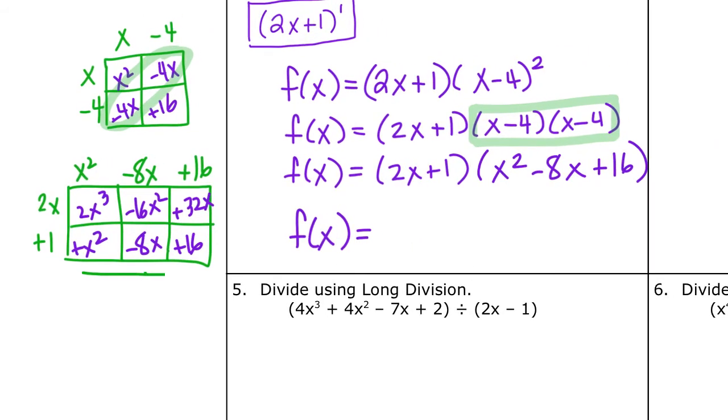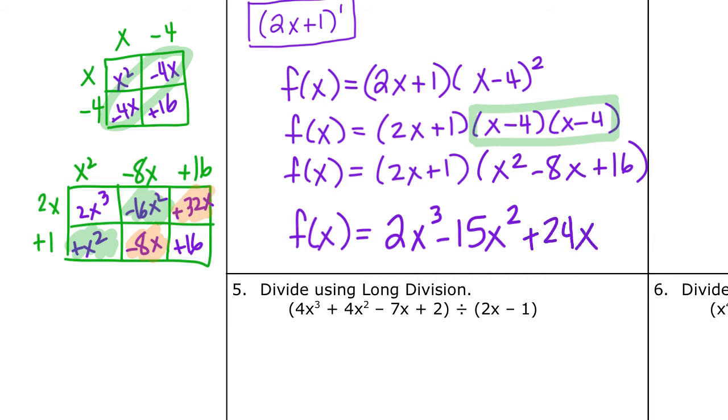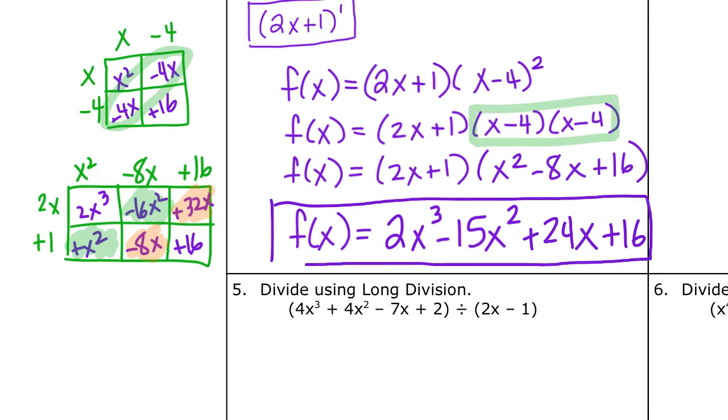So I'm going to simplify as I take things out of the box. There's only one thing that has to the third power. But then I have 2 terms that have x squared, so we're going to combine those. That gives me minus 15x squared. Then I have 2 terms that have x's, so minus 8 and plus 32. So we would write that as plus 24x. And last, that constant plus 16. Okay, and that is my answer in standard form.